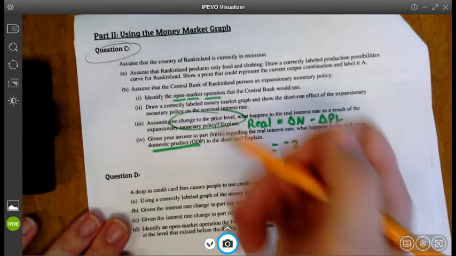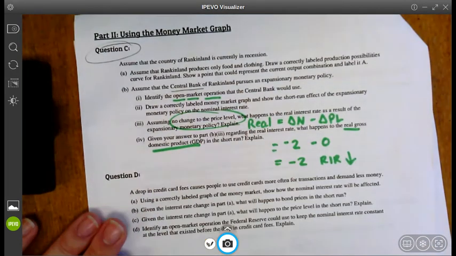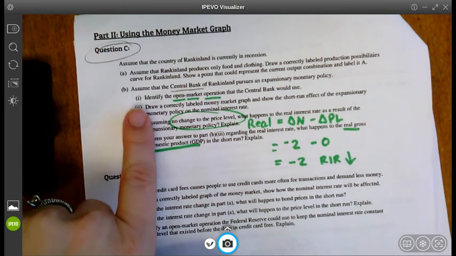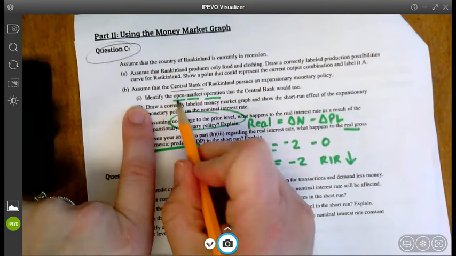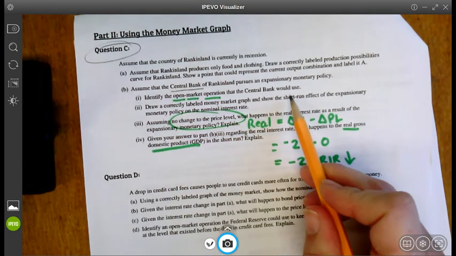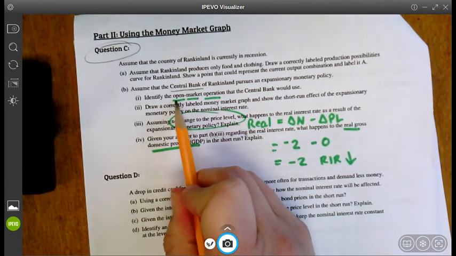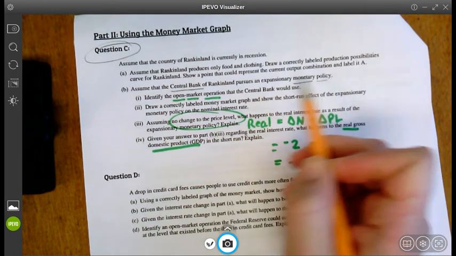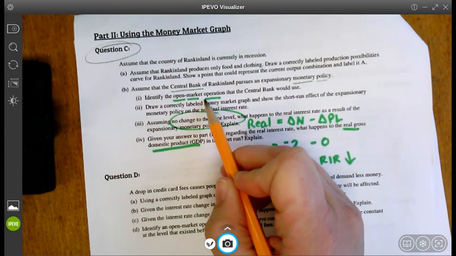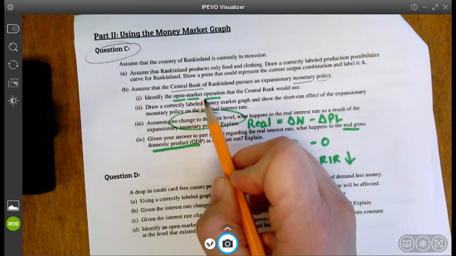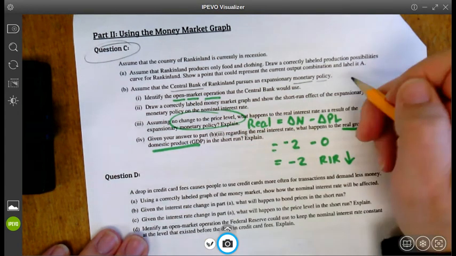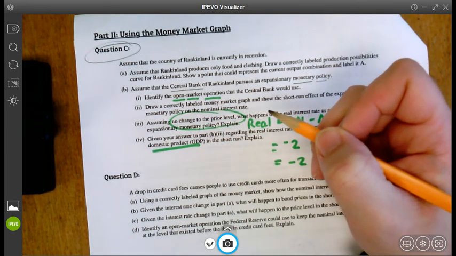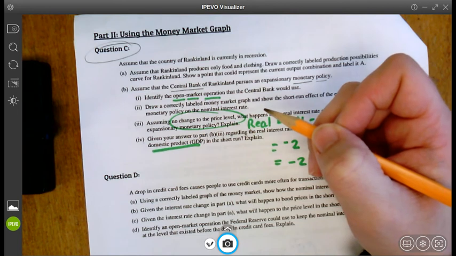For part B, we're assuming that the Central Bank of Rankin Land pursues an expansionary monetary policy. Part 1, identify the open market operation that the central bank would use. First of all, open market operations is not synonymous with monetary policy. It's a type of monetary policy. So remember that there's 3 tools of monetary policy. There's open market operations, there's the reserve requirement, and then there's also interest rates.